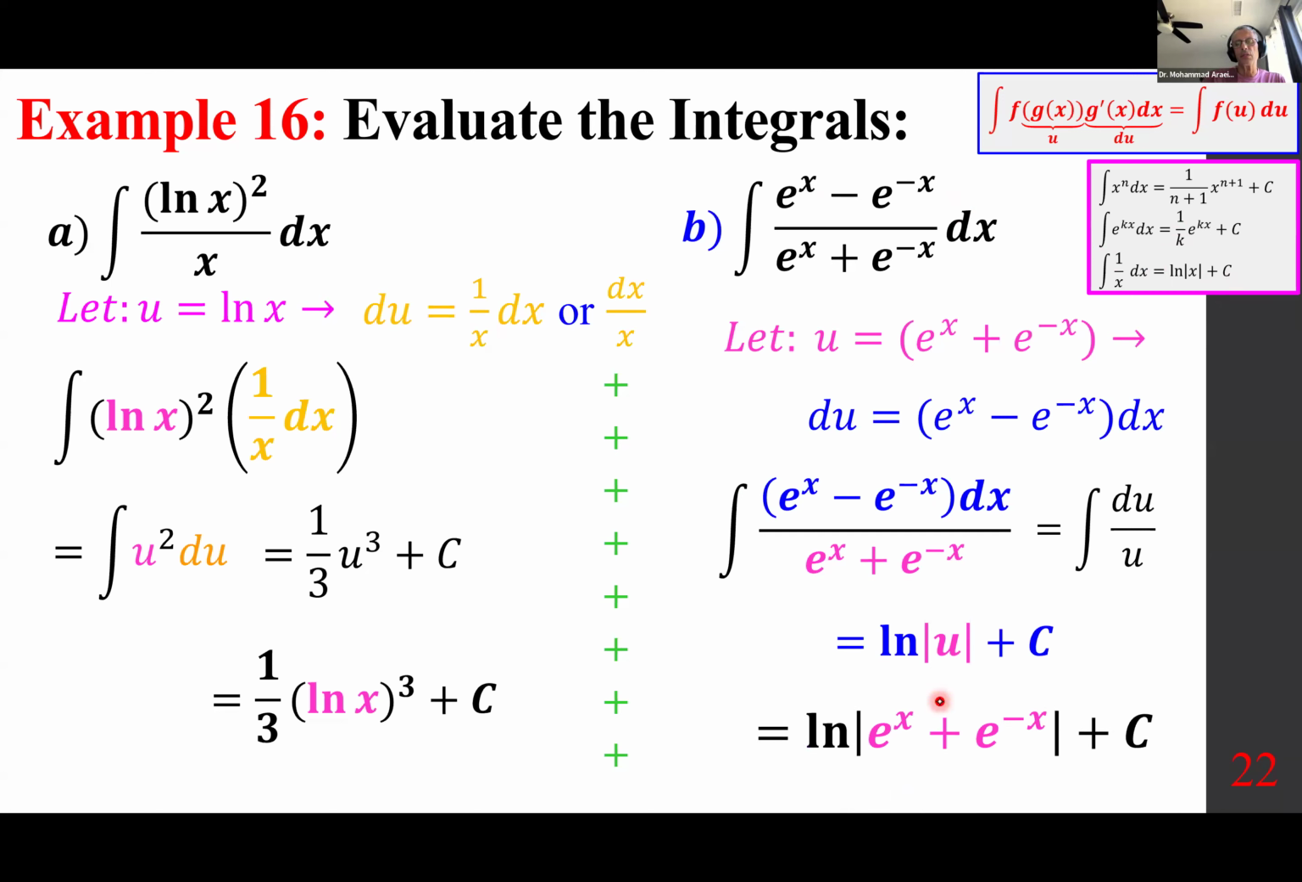And because e to the power of x plus e to the power of minus x is a positive value, you could change the absolute value to the parentheses. It's your choice.